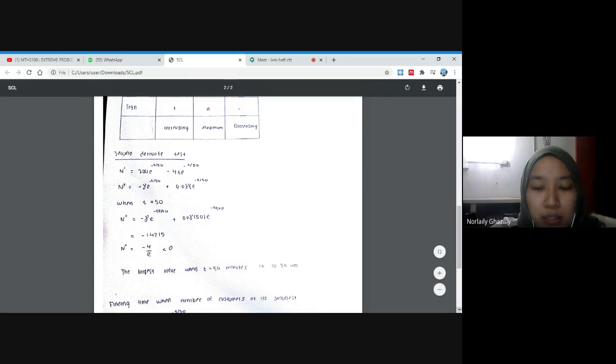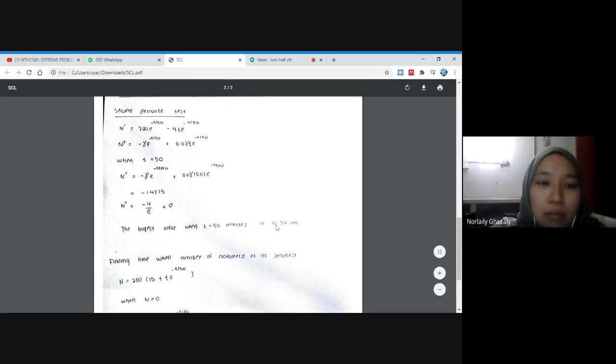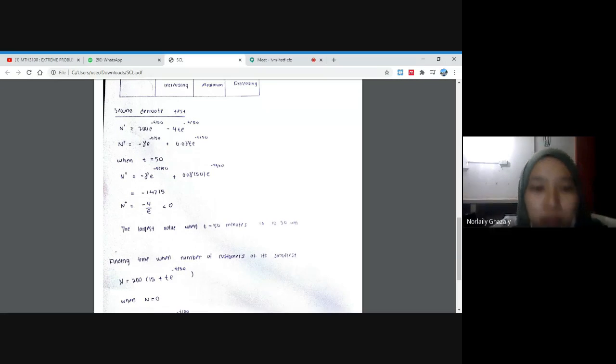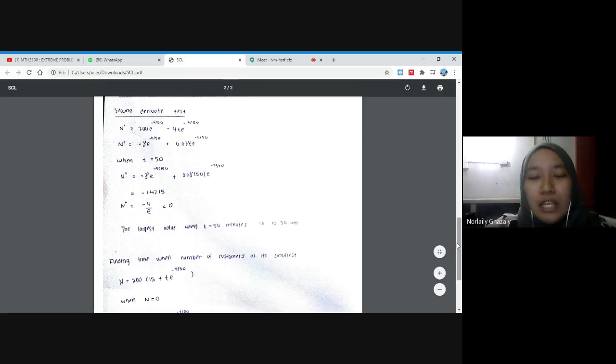I got the answer negative 1.4715, which is less than 0. I turned negative 1.4715 into negative 4 over e, equal to negative 4 over exponential. It is the same; I just turned it into an exponential term.